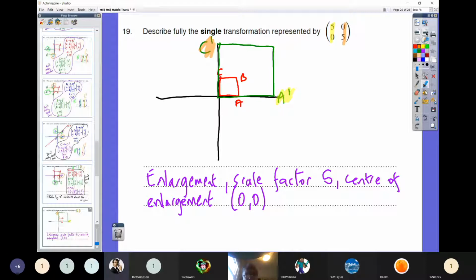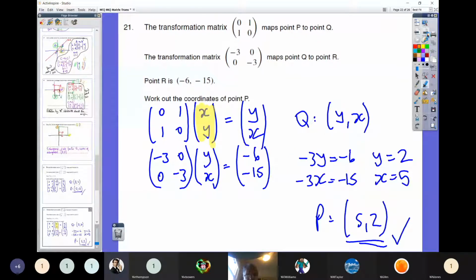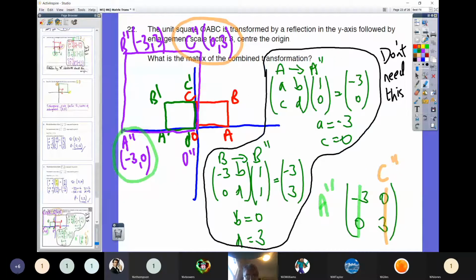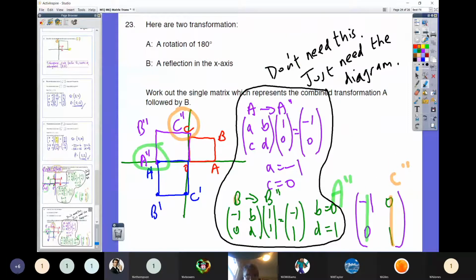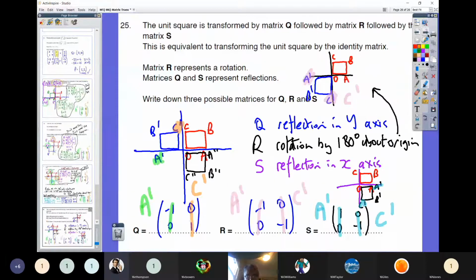So 19, 20 was just a bit more algebra mapping, as was 21. Nothing new there. All there. You'll need to have a look at them, but it's just what I've been going over. And then, yes, 25. Let's have a really quick look at 25.